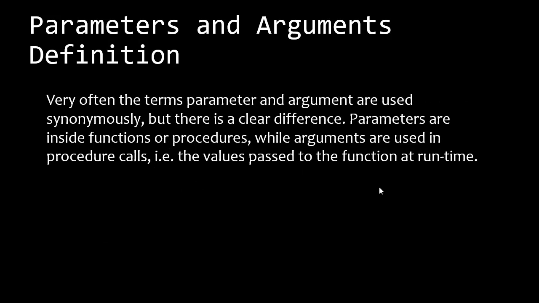Very often the terms parameters and arguments are used synonymously, but there's a clear difference. Parameters are inside functions or procedures, while arguments are used in the procedure calls. Basically, those are the values passed to a function at runtime. So what we pass is called an argument, and what we receive and use within the function is called a parameter. Does that make sense? Sometimes people call them the same thing. Just as long as you understand the difference, there is a distinct difference, and it's nice to understand this terminology.